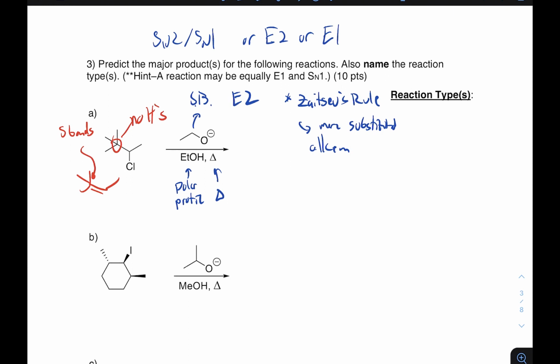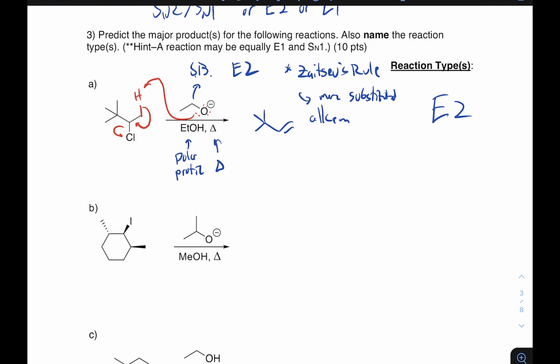So the only thing that can occur is the base taking an adjacent hydrogen here from the only available spot to form our alkene here. Okay, it's the only available hydrogen for that strong base to take. Okay, hopefully that makes sense.